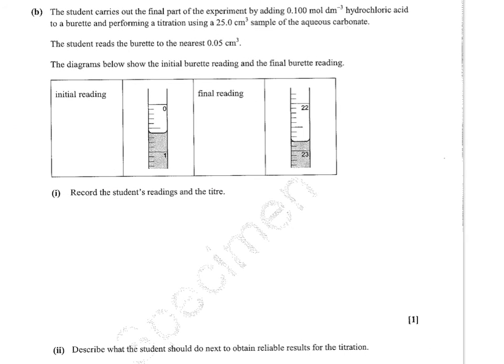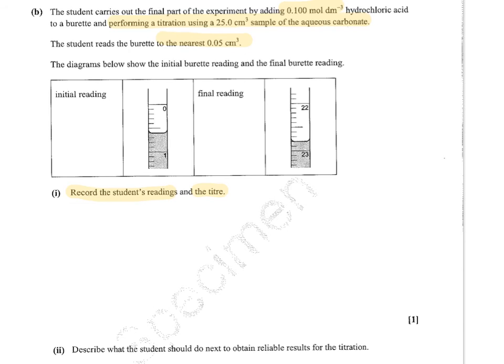Where it says that the student carries out a final part of the experiment by adding a specific concentration, in this case 0.1 moles per decimeter cubed of hydrochloric acid to a burette, and performing a titration using the sample of the aqueous carbonate they prepared before. So they weighed the burette to the nearest 0.05 centimeters cubed, and the pictures show the initial and the final burette readings, and they want you to record those readings and the titer.